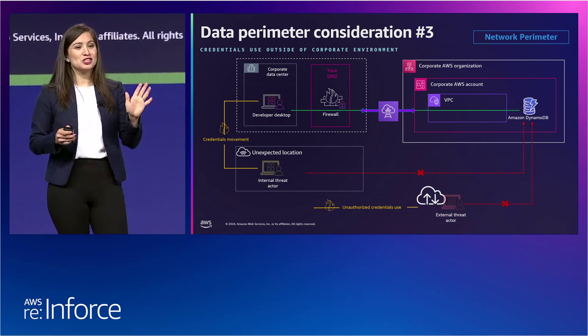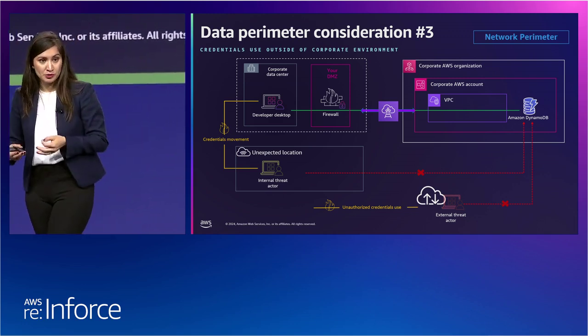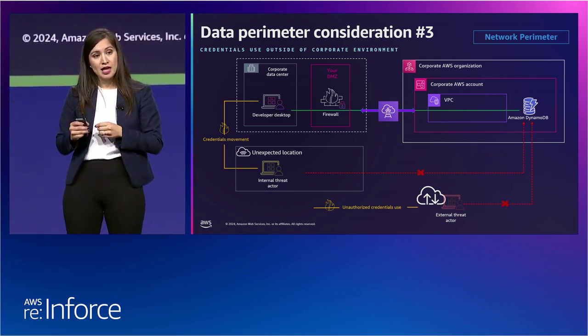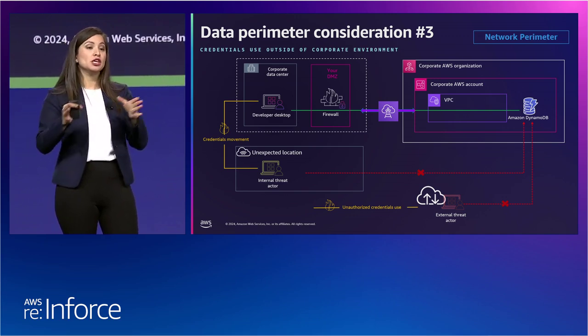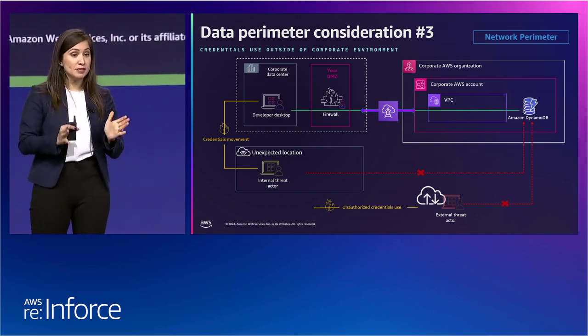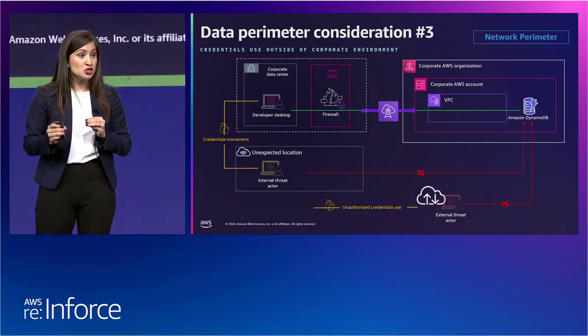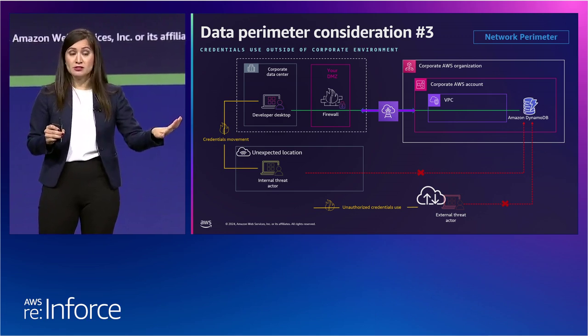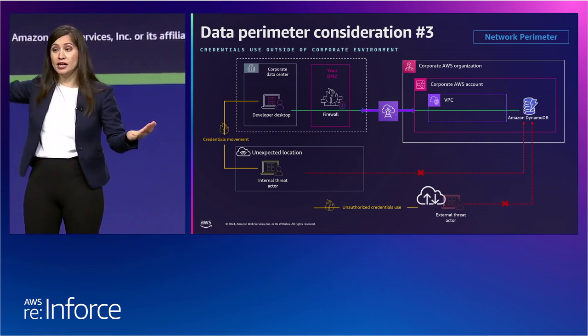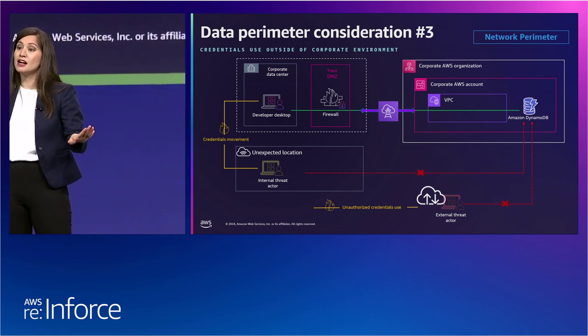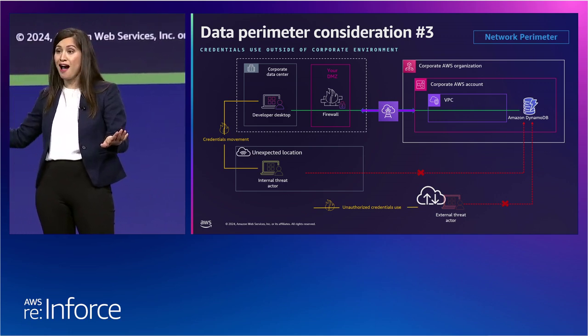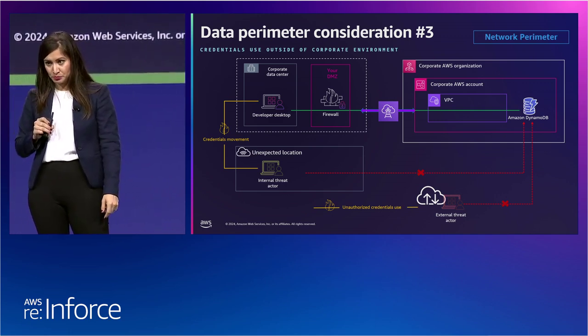But not to worry, with the network perimeter, you can help address this. With the network perimeter, you can use source IP and source VPC condition keys to say that even if those credentials were leaked, even if anybody has those credentials, they are not going to be able to use them outside of your network.